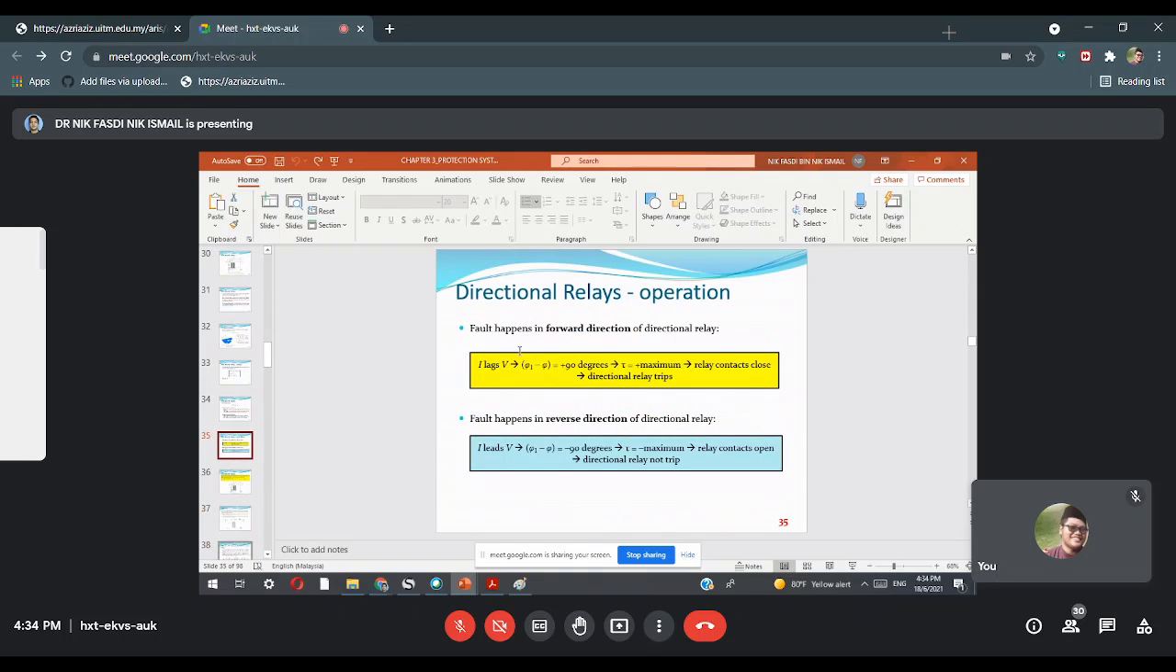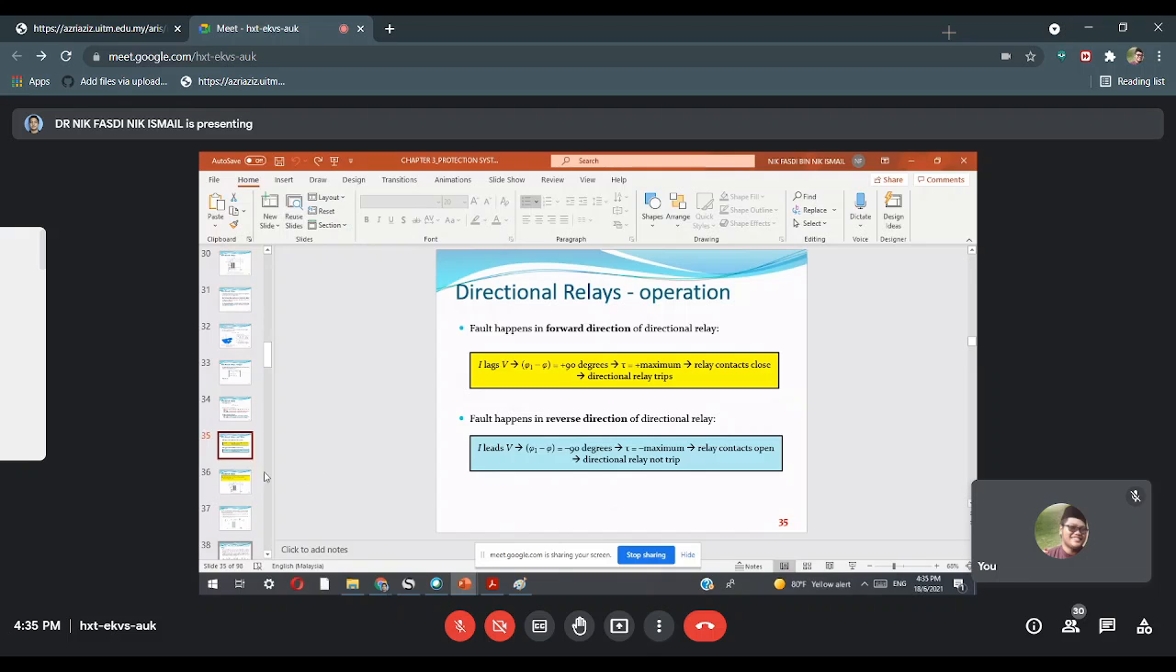Alright. So what happens in the forward direction of the directional relay? If I lag the V by 90 degrees, maximum, relay contact closes, directional relay trips. If I lead the voltage by minus 90 degrees, torque is maximum negative, relay opens, directional relay does not trip.